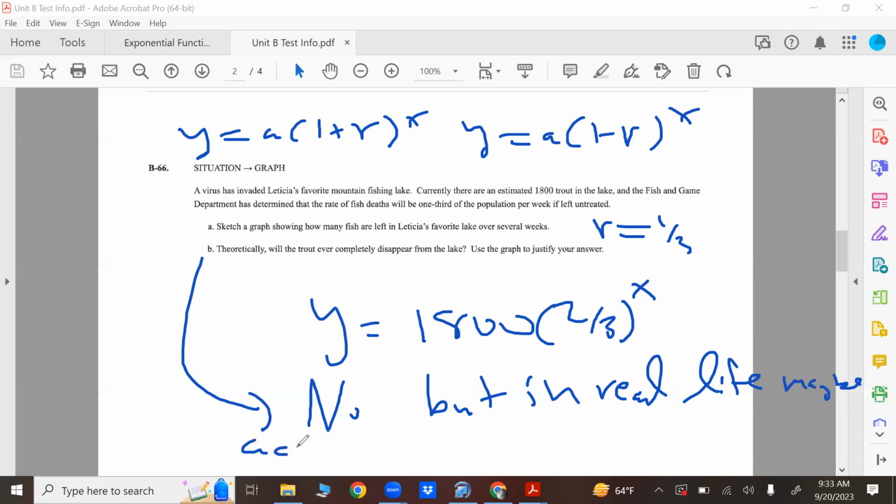No, according to the equation. Because the equation cannot reach 0, right? Because it gets close to 0. So no according to the equation. But in real life, sure, it could happen.